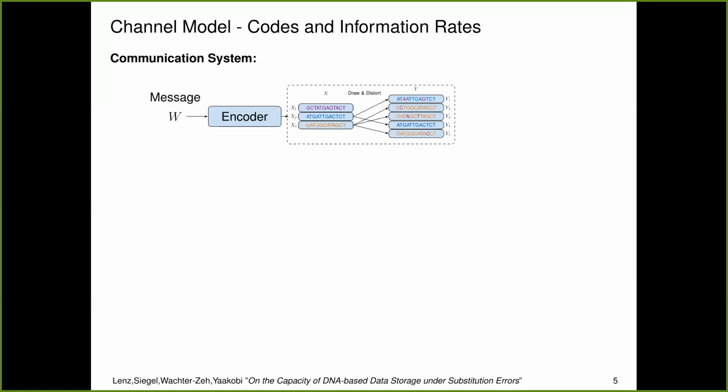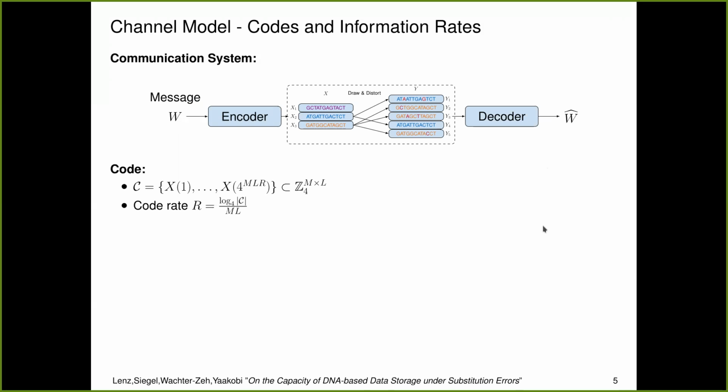The communication system looks as follows. Say we have a message W, which is the data that we want to store. It first goes through the encoder, then it traverses the channel that we just looked at, then it goes through a decoder, and hopefully in the end, whatever we decode is equal to what we have stored originally.